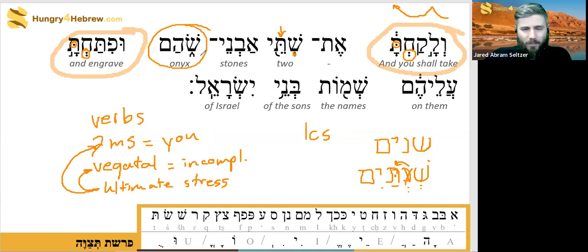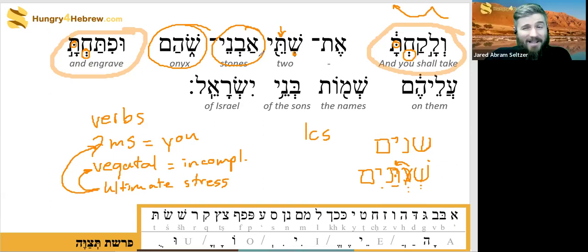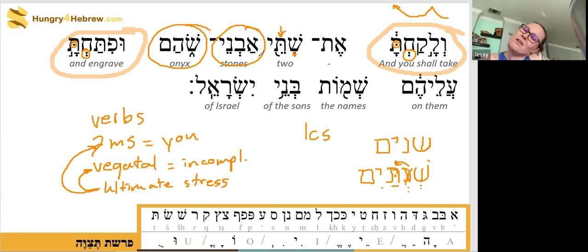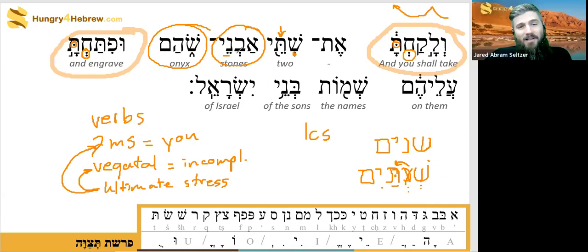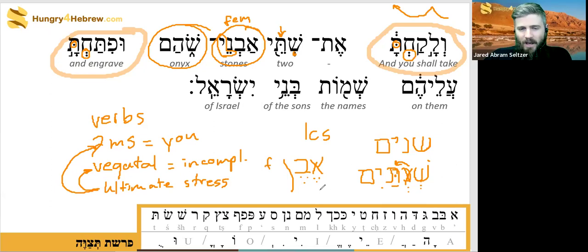Shoham is a particular kind of stone. Avnei, masculine or feminine? I'm probably asking because it's irregular. It looks masculine with that tzere yod, but if I'm asking, it's probably because it's irregular. So it's feminine. Even is the singular form. Irregular, feminine. And avanim is the plural, also irregular.